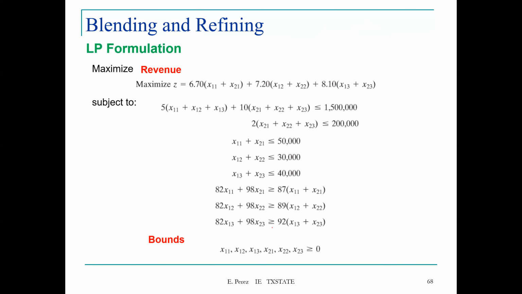So finally, we have the blending and refining LP formulation. As I mentioned at the beginning of this example, this is a little bit more challenging in terms of all the details, and also in terms of using 2 indexes instead of 1, I and J. But this is the final formulation. So this problem has 1, 2, 3, 4, 5, 6, 7, 8 constraints. The bounds have to be positive for those decision variables. And this is the final formulation.